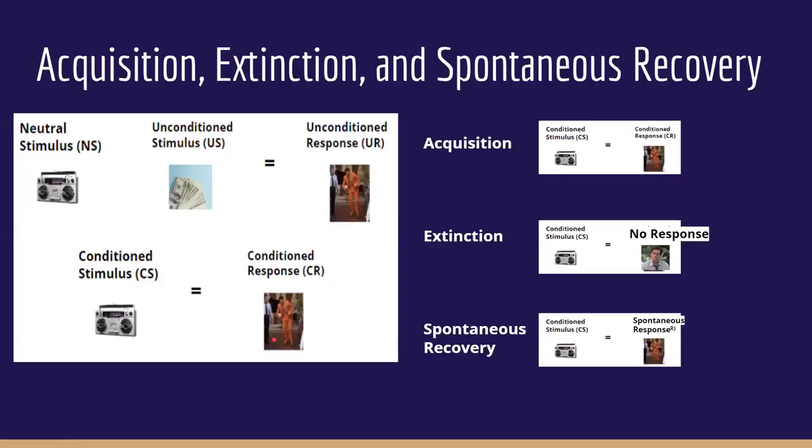So now let's talk about three things: acquisition, extinction, and spontaneous recovery. So we're still using this example, okay? Acquisition, that is simply our ability to come to this point where something will become the conditioned stimulus. At first it was neutral, and now it's a conditioned stimulus. So that's what acquisition is. It's just the ability to get to this point to where now something else is causing the response.